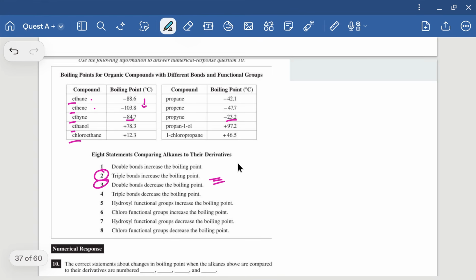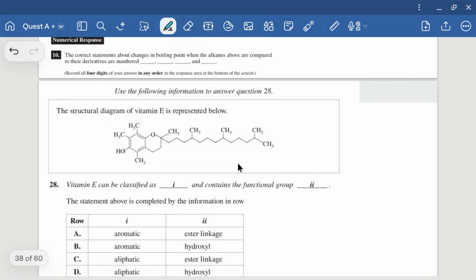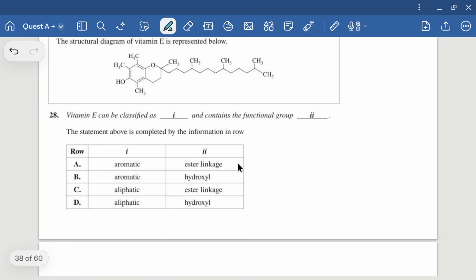Number 5, functional groups increase. As soon as you put an OH on there, you get a higher boiling point, as we see. So that is true. Chloro functional groups increase boiling point, and that's also what we're seeing is true. And then the other 2 show that that's going to work. So that was 2, 3, 5, 6, and that's a very good theory question when it comes to boiling points.